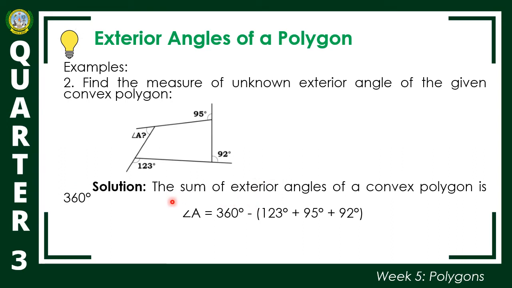So, tulad ng sinabi ko, para makuha po natin yung measure po ni angle A, we have to add the 3 given angles. So, i-add natin yung 123, 95, and 92, and that's equal to 310. And then after that, we're going to subtract that from 360 degrees since 360 nga po yung total nilang apat. Okay, 360 minus 310 is equal to 50 degrees. So that means the fourth exterior angle of this convex quadrilateral measures 50 degrees.